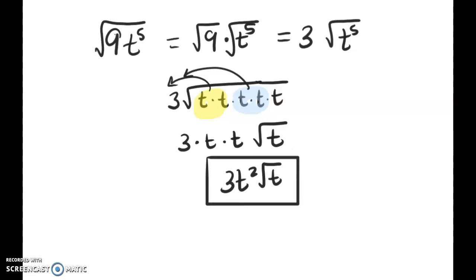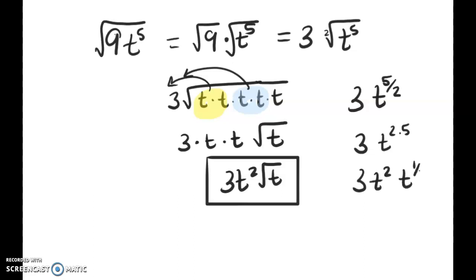And the other way you can write this is, I had mentioned that there's an index of 2 here. So you would take the exponent 5 and write it in rational form, and the 2 becomes the denominator. So this is 3 times t to the 2.5. So it would be 3t squared, and then you have t to the 1/2, or 3t squared square root of t. So same thing either way.